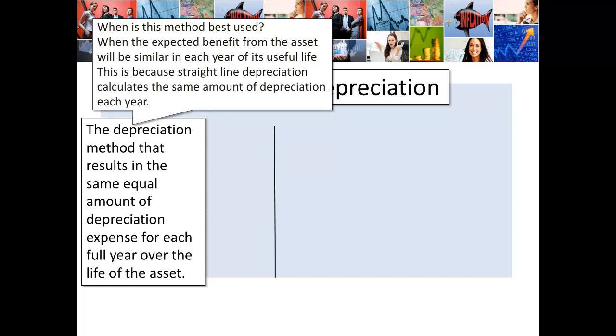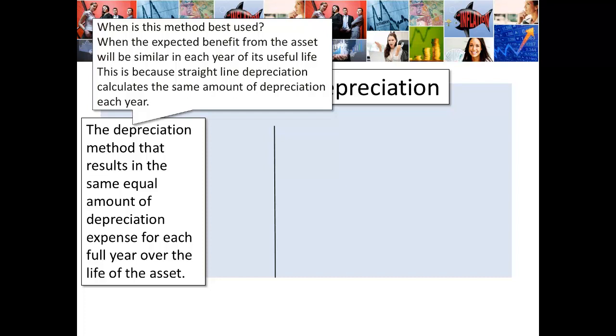Right, straight line depreciation, the depreciation method results in the same equal amount of depreciation expense for each full year over the life of the asset. And when is this method best used? When the expected benefit from an asset is going to be similar in each year of its useful life, and that's because straight line depreciation calculates the same amount of depreciation each year.